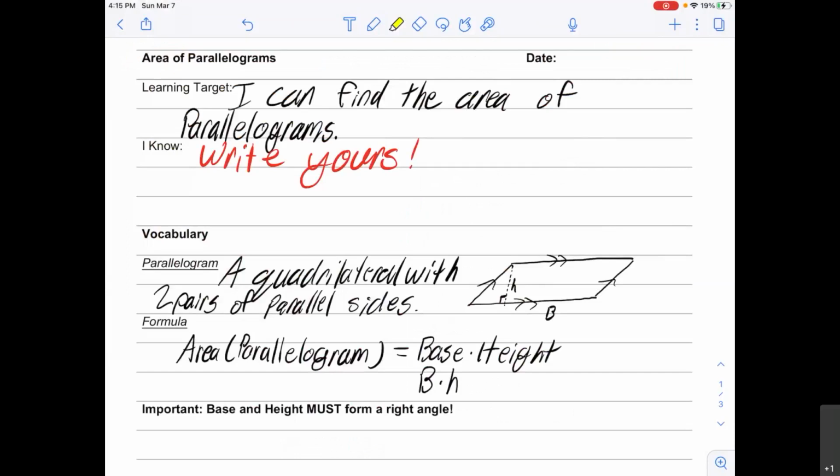For today's video, we are starting a new unit and we are talking about area of parallelograms. So our learning target today is I can find the area of parallelograms. Please write down the date that you're watching this video. Write down what you already know about this.